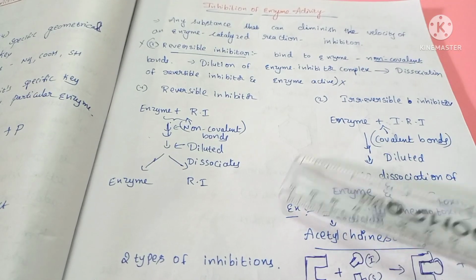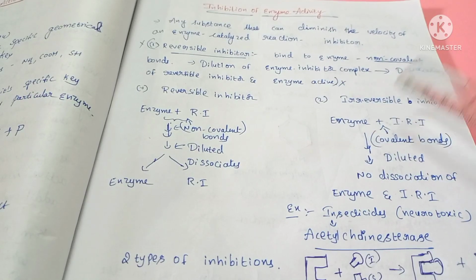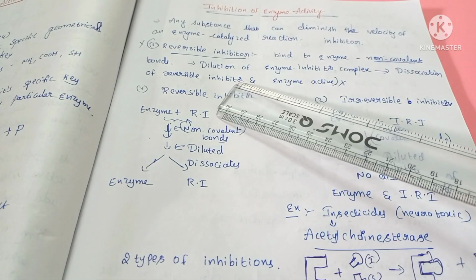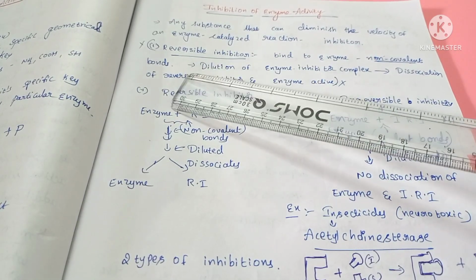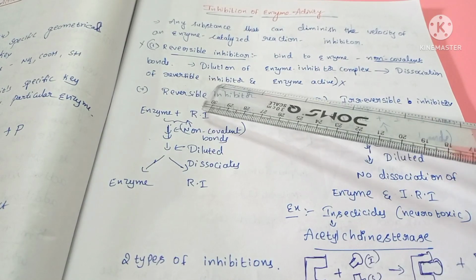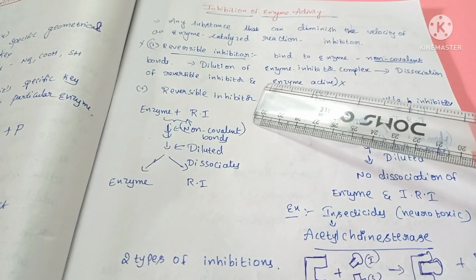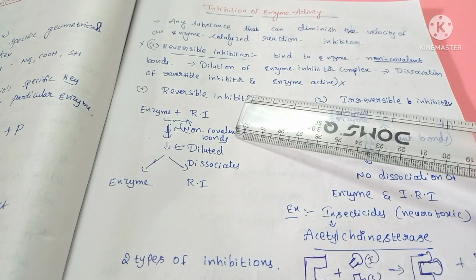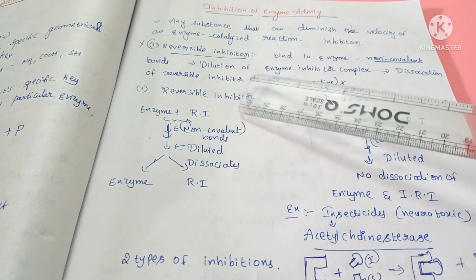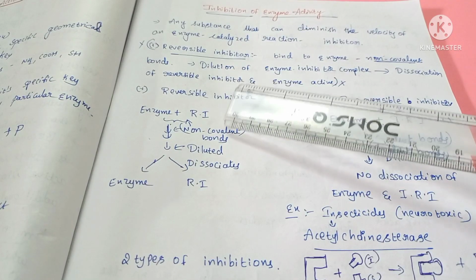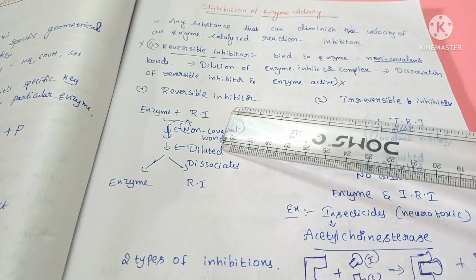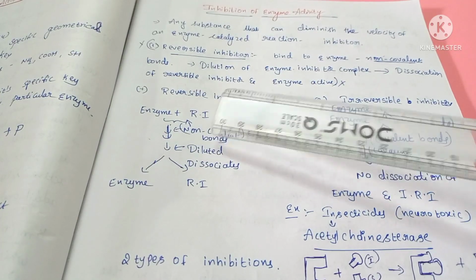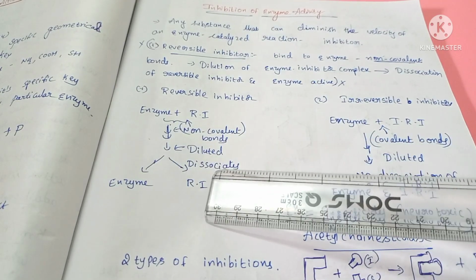There are two types of inhibitors: one is the reversible inhibitor and the second is the irreversible inhibitor. The reversible inhibitor binds with the enzyme's active site non-covalently. That means loosely. A non-covalent bond is a loose bond, right? Not as strong as a covalent bond. We can separate the enzyme and a reversible inhibitor by diluting. Whenever this enzyme inhibitor complex is diluted, both of them get dissociated into enzyme and reversible inhibitor.